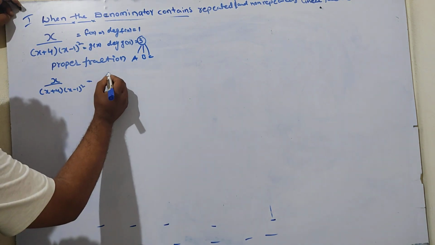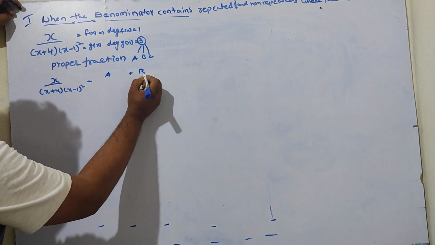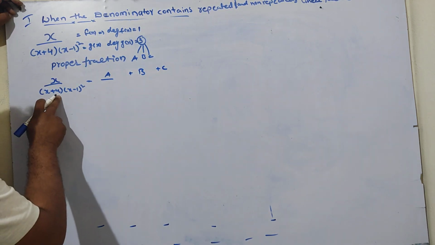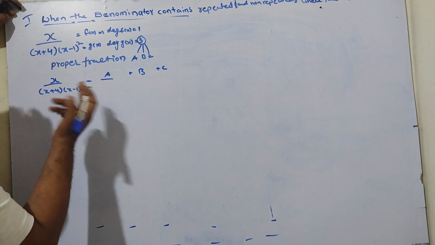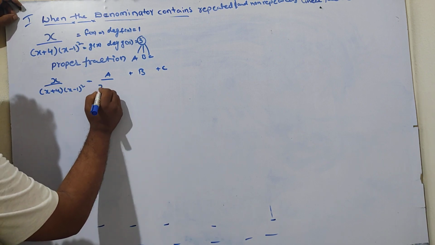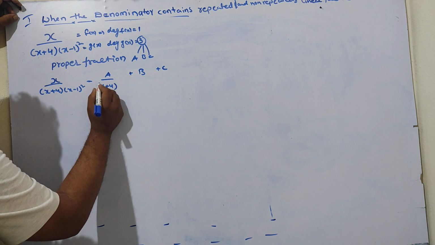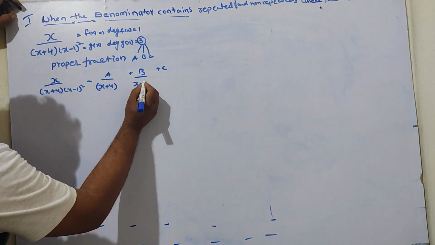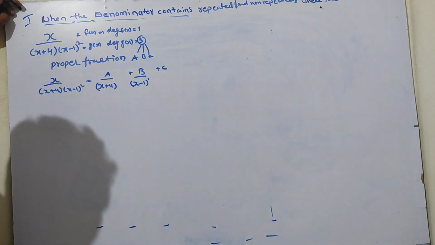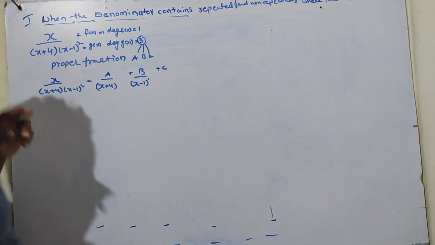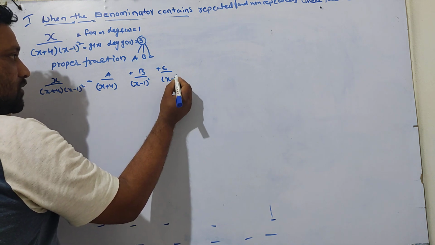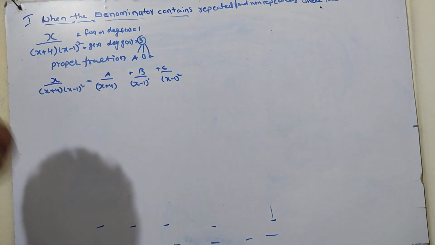So I am writing here A plus B plus C. I am taking the non-repeated term first, A by (x plus 4); otherwise, you can take the repeated term first as you wish. Then B by (x minus 1) to the power of 1, next C by (x minus 1) whole square.